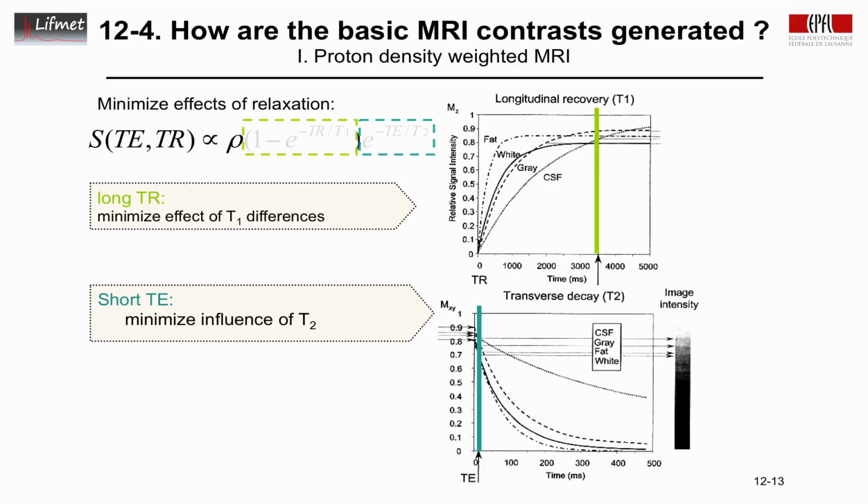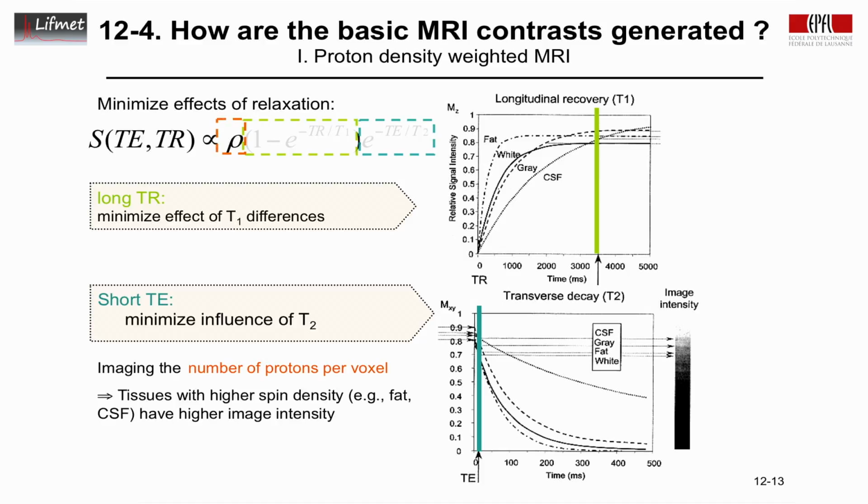And so this term is gone, and in this case one has an image that is essentially reflecting the equilibrium magnetization, which, as we introduced in lecture 8, reflects the number of spins in a voxel. So we're imaging the number of protons per voxel. In this particular case, this is the parameter rho. So images with higher spin density, like fat and CSF, have a higher image intensity.